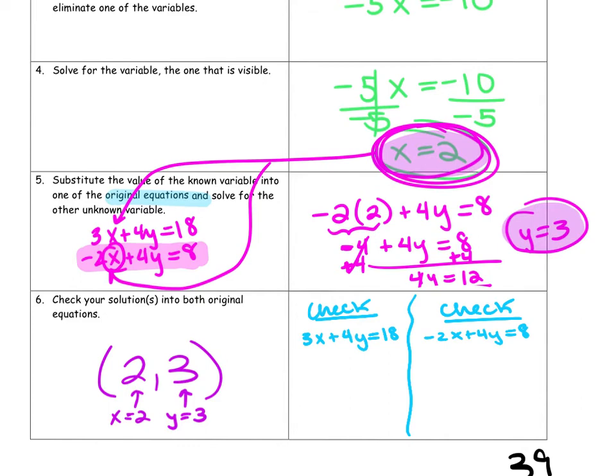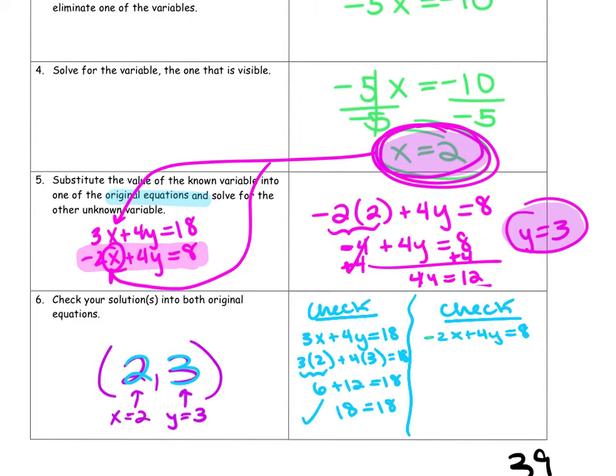All right, and now we're just plugging in. We have 3 times 2, because that's x, plus 4 times 3, because that's y. I have 6 plus 12. Does that equal 18? Yes, it does. So that checked. We're not done.